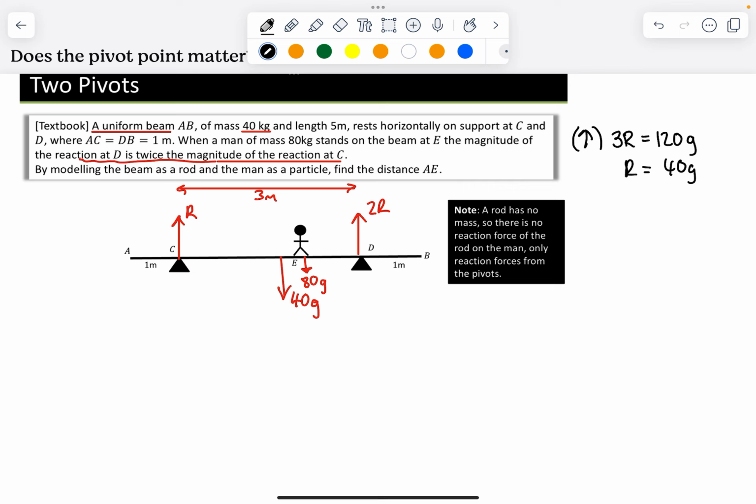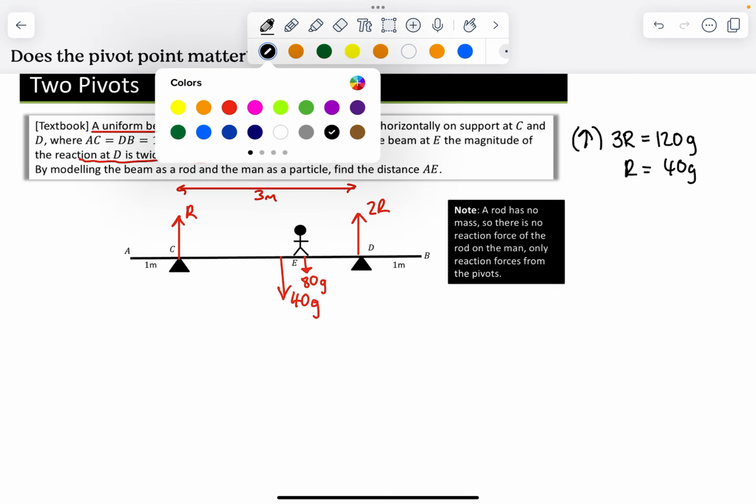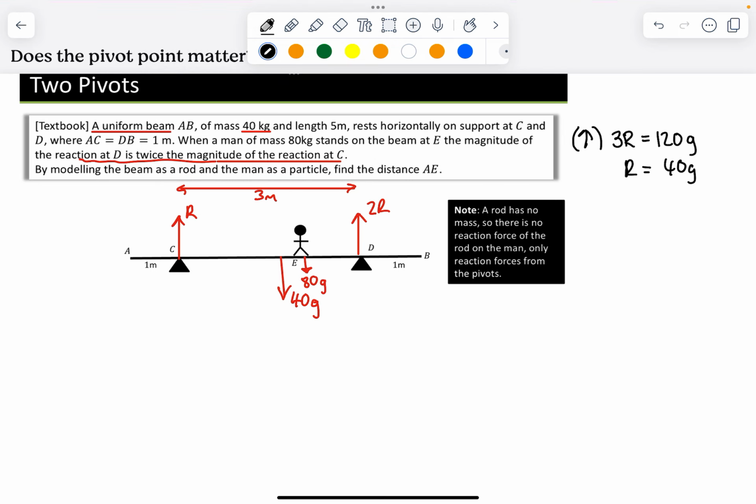Okay, now I pick my pivot. So I'm going to pick A to start. And I'm going to make it really clear that everything I do is about A. Okay, now A is good because I want the distance from A to E. So that should make it the simplest way to find that distance that I want.